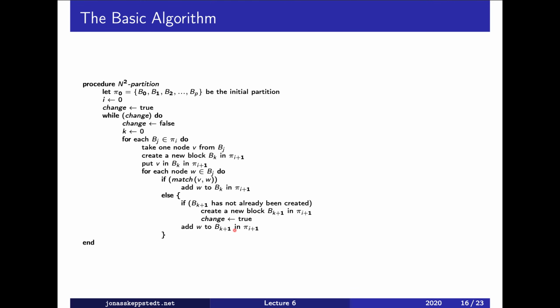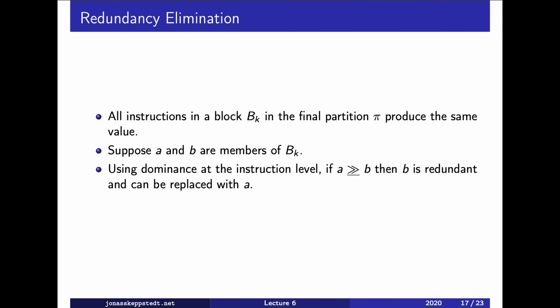In the end, we will have found all instructions which are equivalent. That does not mean we can do redundancy elimination, because they have to dominate the others as well. So what we do is to check the instructions in a block in the final partitioning and see if one dominates the other. If that is the case, then B is redundant and can be replaced with the value of A.